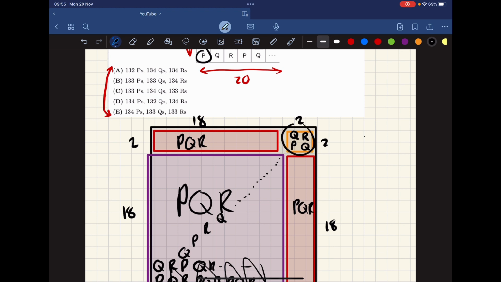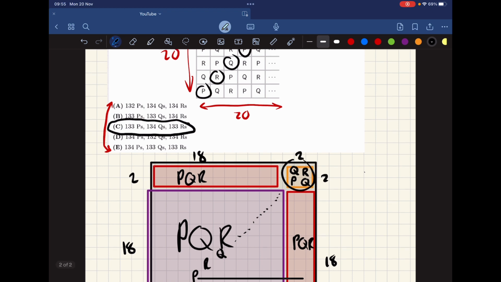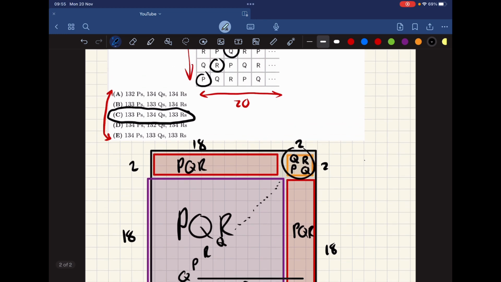This is the only excess, which shows you that we're going to have more Q's, and the number of P's and R's will be equal. So which one has more Q's and the P's and R's are equal? It's C. You don't have to do any counting. It's just about looking at it in the right way.